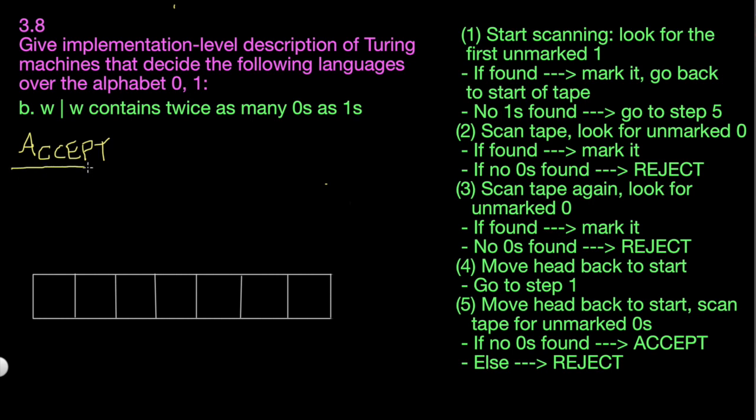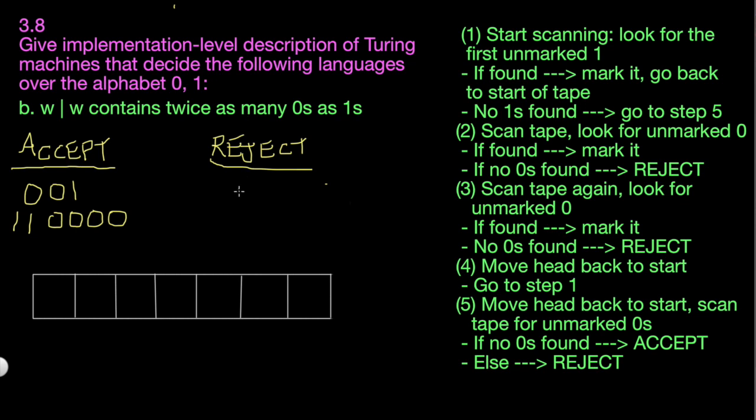So it would accept strings such as 0 0 1 and 1 1 0 0 0 0. And then strings it would reject, for example, would be strings like 1 0 1 0, which has an equal number of zeros and ones, and 1 1 1 1 0 as well. So right now I'm going to work out an example. Over here I came up with the algorithm to work out this Turing machine, and I'm going to go through it step by step.